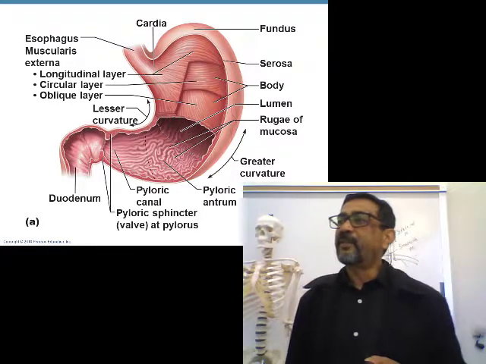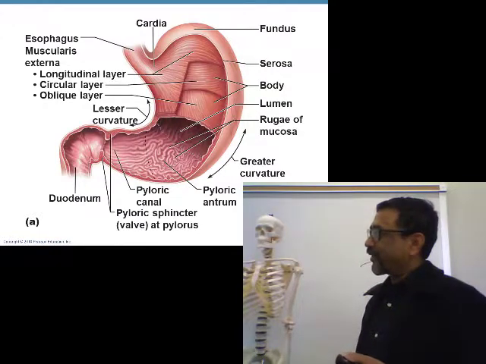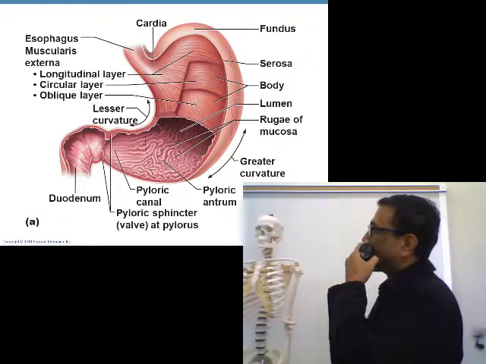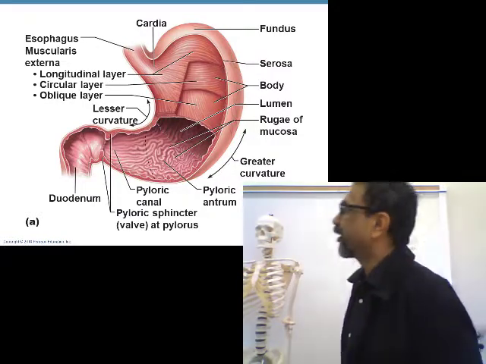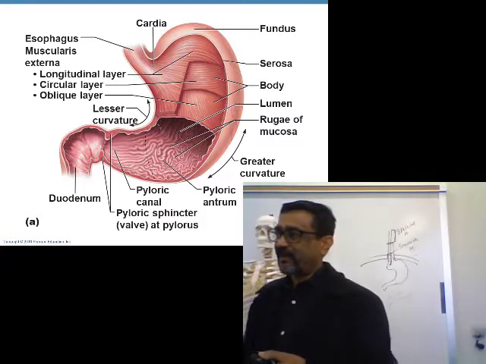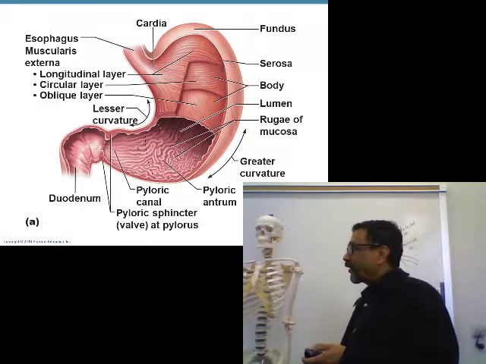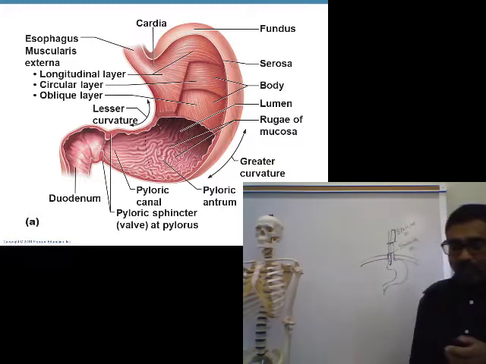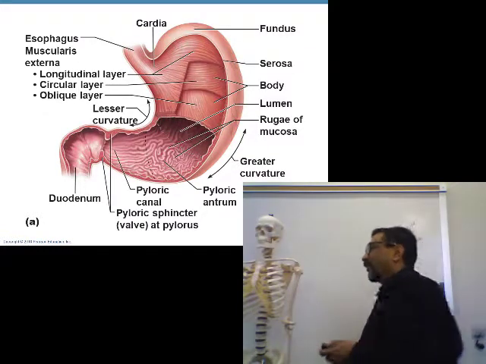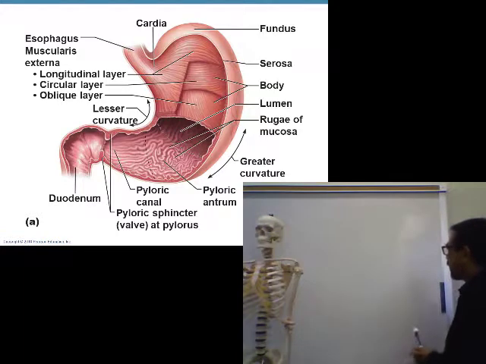Parts of the stomach: the area where the esophagus enters, that area is called the cardiac region, around the entrance of the esophagus. Cardiac region or cardia. The dome-shaped part is called the fundus. It is like a dome, and then the most middle part is the body. Now the lower end is called the pylorus. Pylorus has pyloric antrum and pyloric canal.